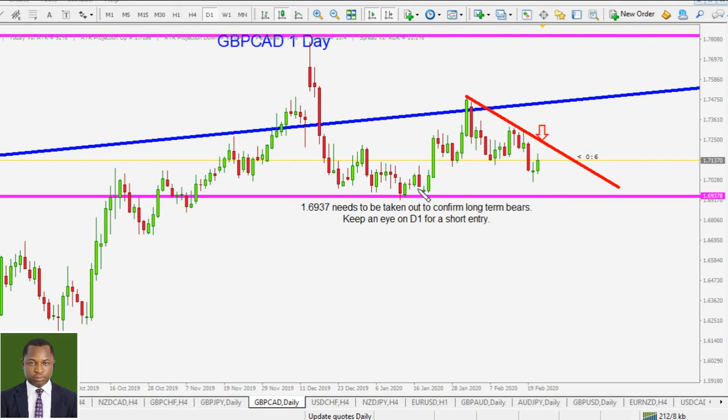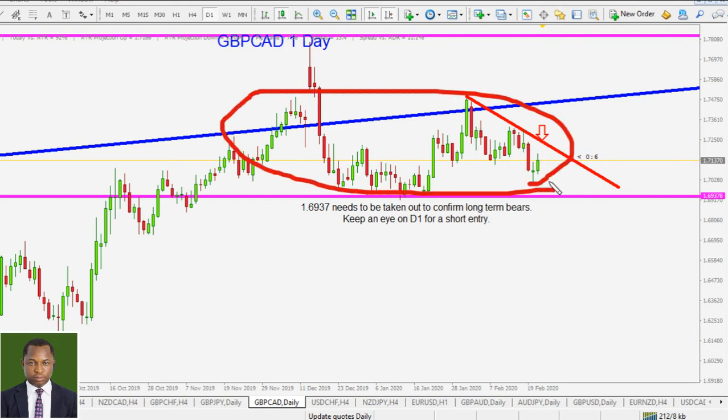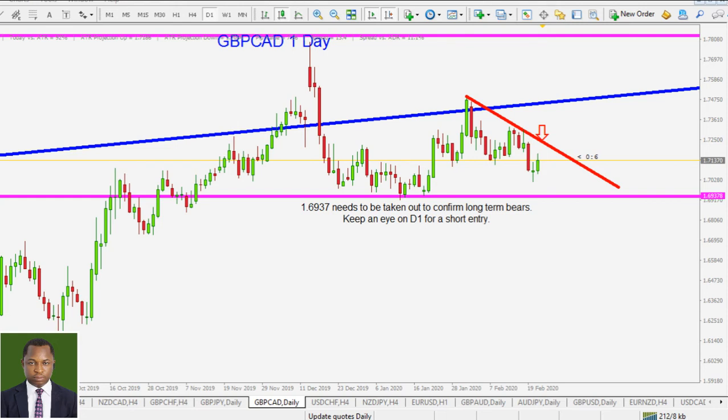Price needs to break below this level, the 1.6937 area. If price can break below that level, then we are going to have a confirmation of the long-term bears. Price is going to keep pushing to the downside. For now, it is still hovering around here, but we are getting the hint that price is still coming to the downside.